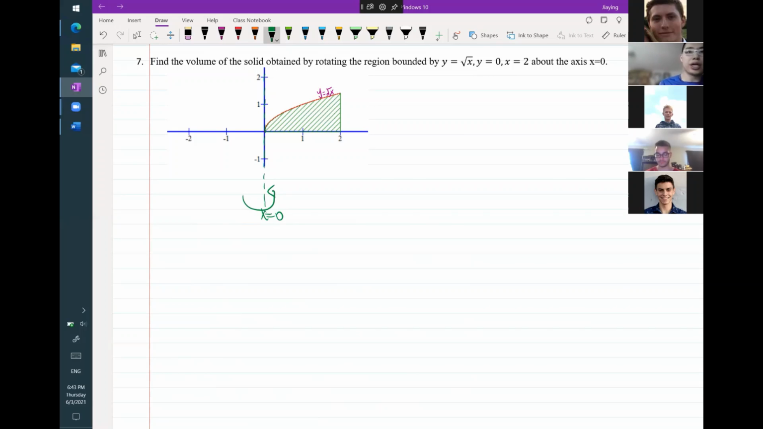Again, I'm going to try to draw that solid after rotation. So the 2 will be mapped to -2. And this point stays at the origin, but this 2, square root of 2 gets mapped to this point. So we sort of have this 3D shape.